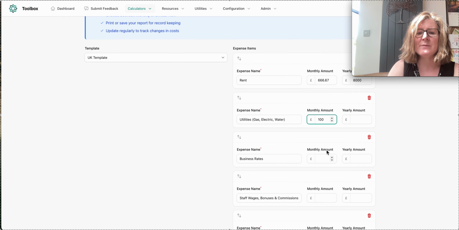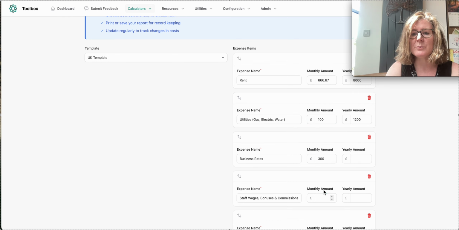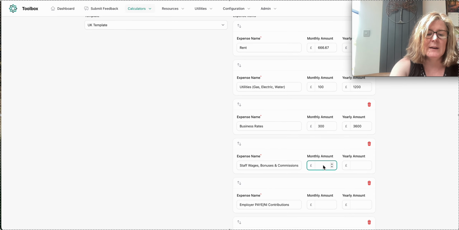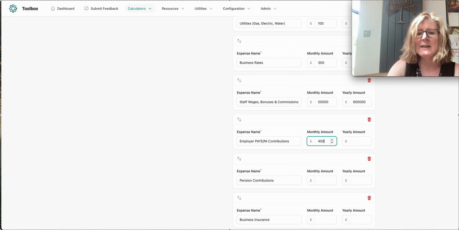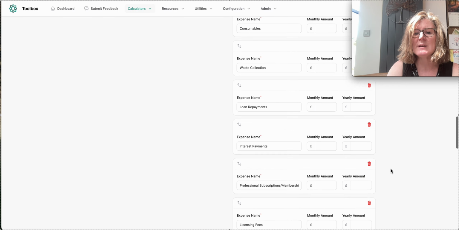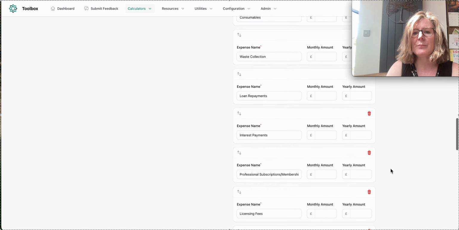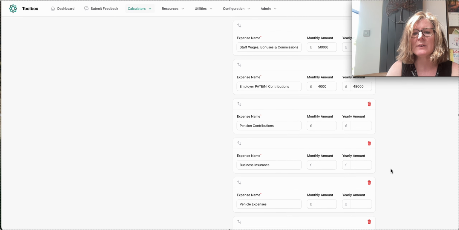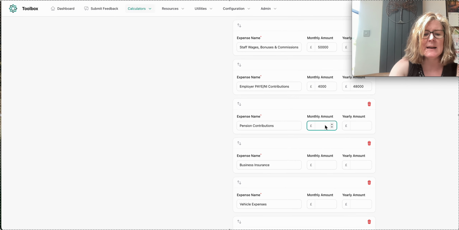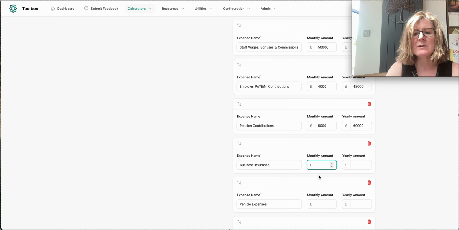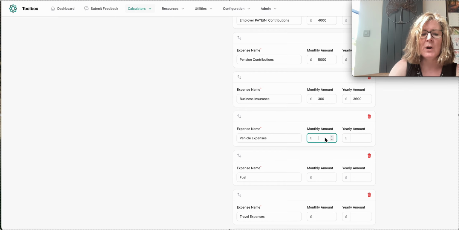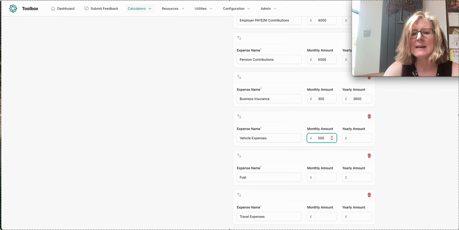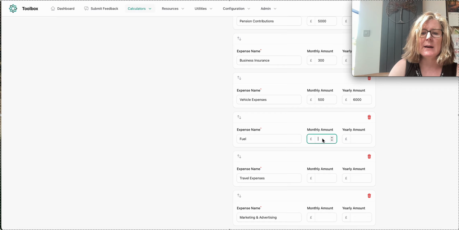But we're just going to fill in some figures here. These are not particularly accurate, I'm just giving a little guess here, but we're just going to put something in each of those. So it goes down. You can see all of these different things. You're going to need to find out what you are paying. If you haven't started business yet, you might need to do a bit of research so that you can work out what is realistic in all of these figures.